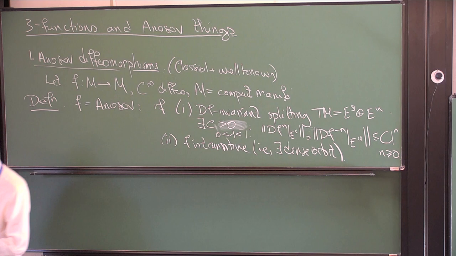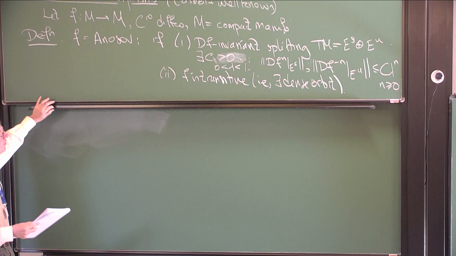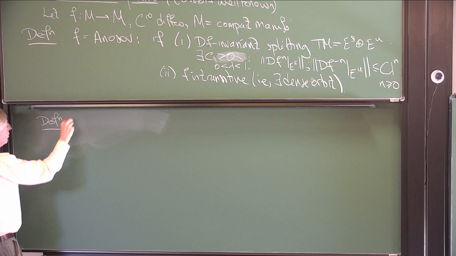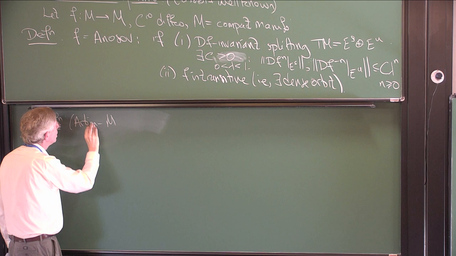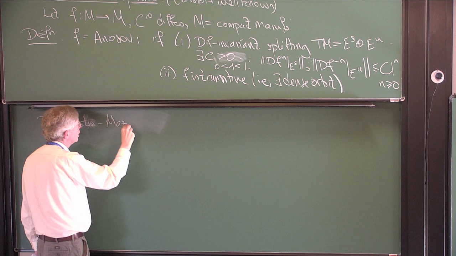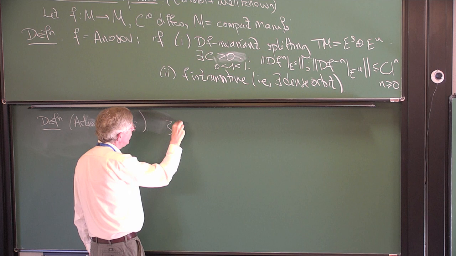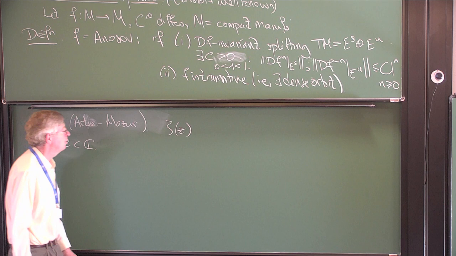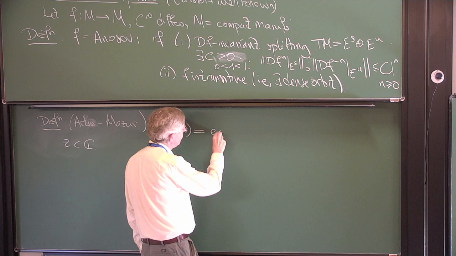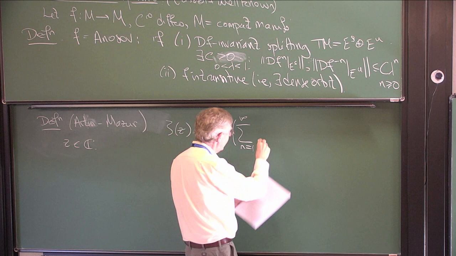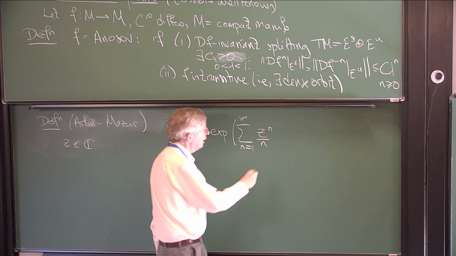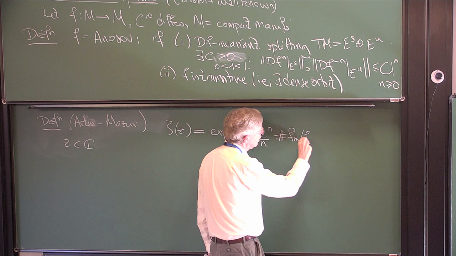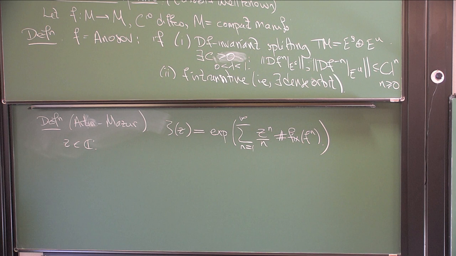And in this case, we can introduce our first zeta function. So this is the zeta function. Zeta of z, where z is just a complex variable, is defined to be formally the exponential of the summation n equals 1 to infinity of z to the n over n, and then we put in something about the Anosov diffeomorphism, like the number of fixed points for f to the n. So it's a perfectly decent complex function in variable z.